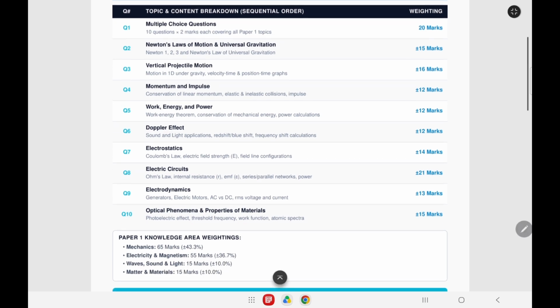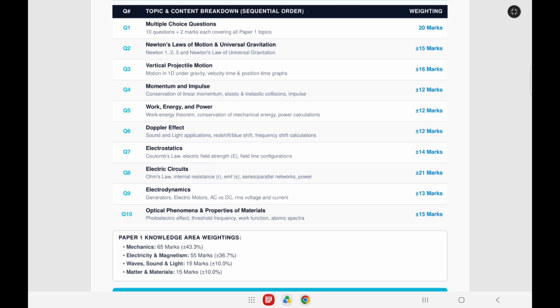Let's start with the topic and content breakdown in sequential order, and I'll also let you guys know how much those topics are worth, or the weighting. For question 1, you have multiple choice questions. As always, you have 10 questions that are worth 2 marks each, covering all paper 1 topics. So when you go to write paper 1, you have to focus on only paper 1 topics so that you can ace the multiple choice questions. They are worth exactly 20 marks.